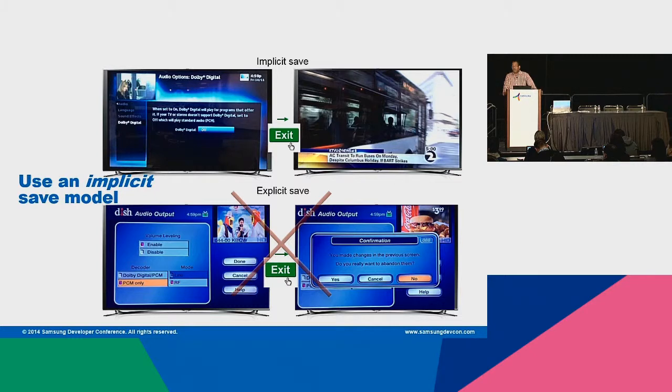Now, of course, there are exceptions to this. If there's a risk that the user could lose data, or if they're choosing to restore their computer or their TV to factory settings, then it may be a good idea to use the explicit model. But in general, the implicit model is the best way to go.